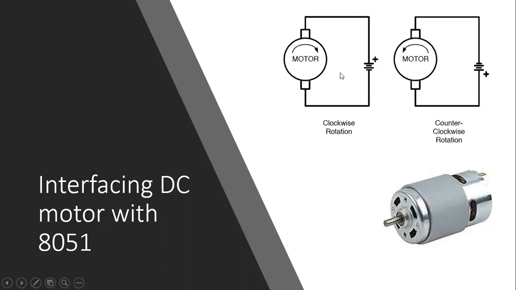If positive is given to the positive terminal of the armature, and minus is given to the negative terminal of the armature, then the motor will rotate in the clockwise direction. If it is reversed, then the motor will rotate in the anti-clockwise direction. That's the simple principle that we follow to rotate the DC motor in the clockwise and anti-clockwise directions.